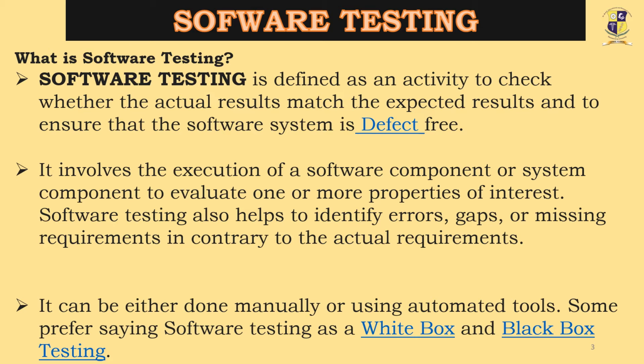Next, it involves the execution of a software component or a system component to evaluate one or more properties of interest. Take for example, you take a particular component or a set of components, where you choose some set of properties which are of interest. Mainly, software testing helps to identify certain errors, and it also tries to fill the gaps and missing requirements in contrast to the actual requirements.